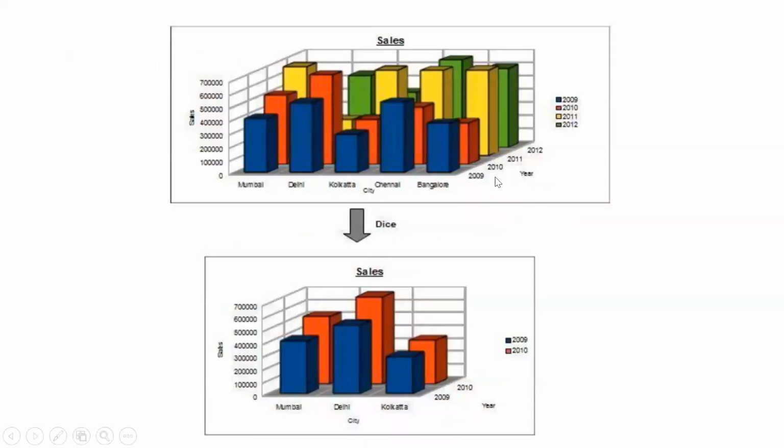What is dice? Dice means we filter on top of two dimensions. Both dimensions are still present here, but we are filtering based on both of them. One is I have filtered on city. It's only showing Mumbai, Delhi, Kolkata. It's not showing Chennai, Bangalore. Similarly, I've also filtered for 2009 and 10. So it's called dice. This is some terminology you need to use if you are going ahead with visualization engineering.